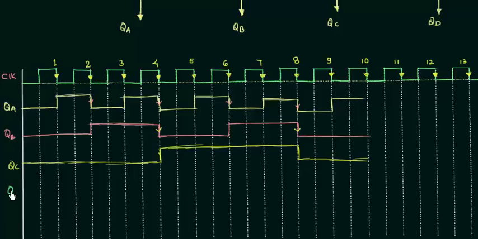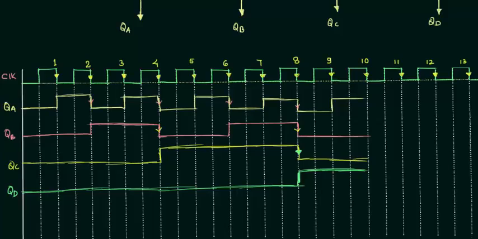We have another flip-flop, so another output D, and now QC is the clock, so we have to consider the falling edge. This is the falling edge, and for this falling edge we will get the toggling, and the toggling will make it 0 to 1. So this is how the timing diagram of a 4-bit asynchronous up counter looks.